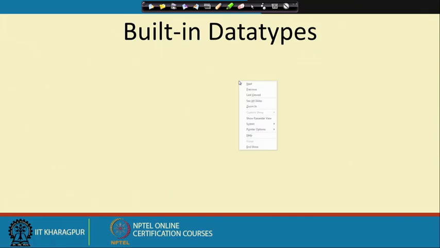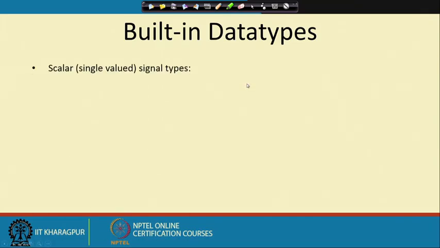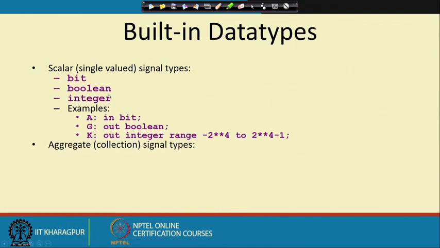Next, we will be looking into the built-in data types. First, the scalar or single valued signal types: bit, boolean, integer. Bit can take the value 0 or 1, boolean can be true or false, and integer will have some range. You can also specify the range of the integer. Normally there can be unbounded integers, and in that case the system will assume some bound.